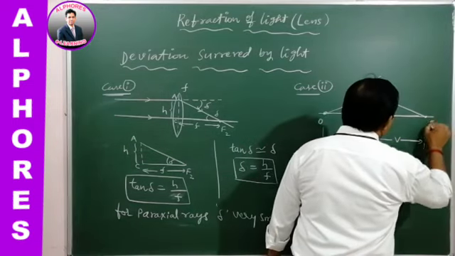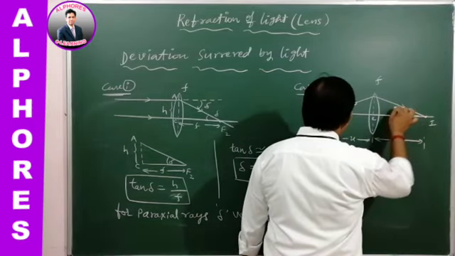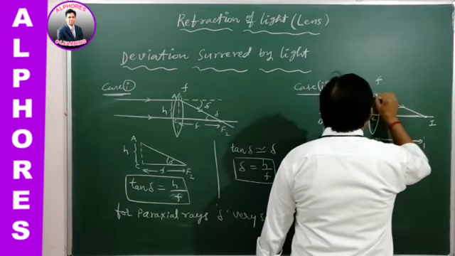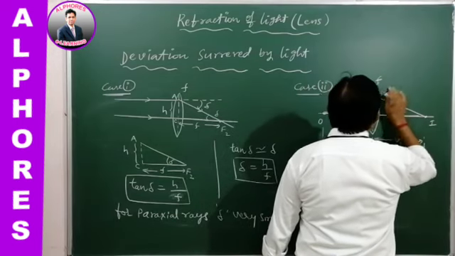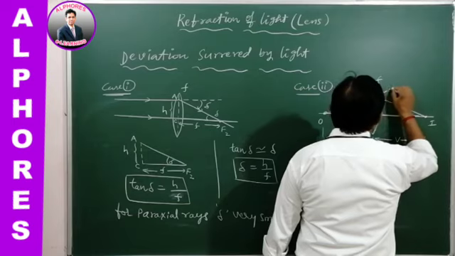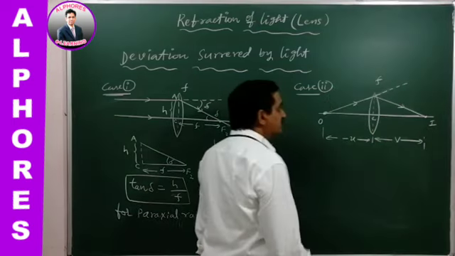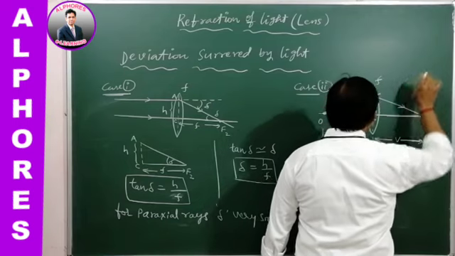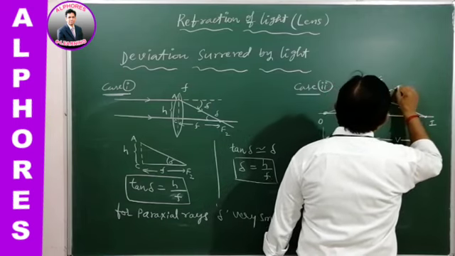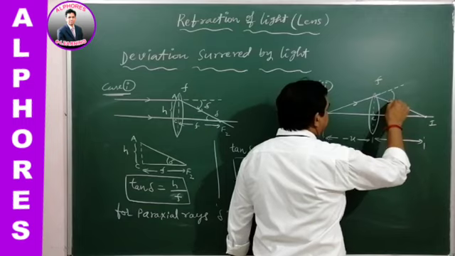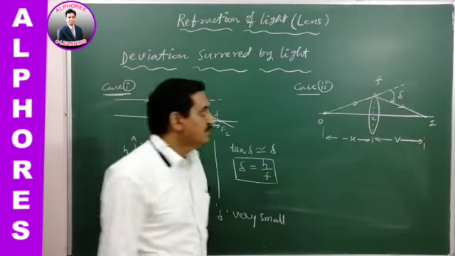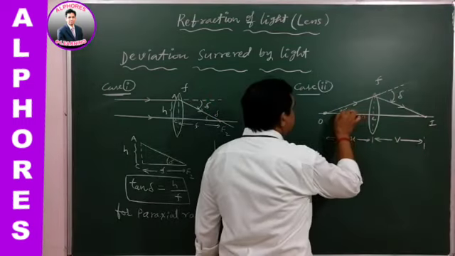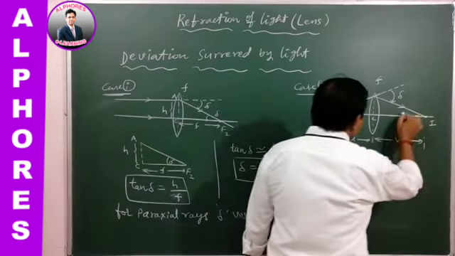Here, this is the image, this is the object. Now the light is taking deviation over here. Actually, it is traveling along this path due to this lens, due to refraction. So instead of traveling in this direction, it is deviated by an angle delta. Now, this is alpha, say this is beta.